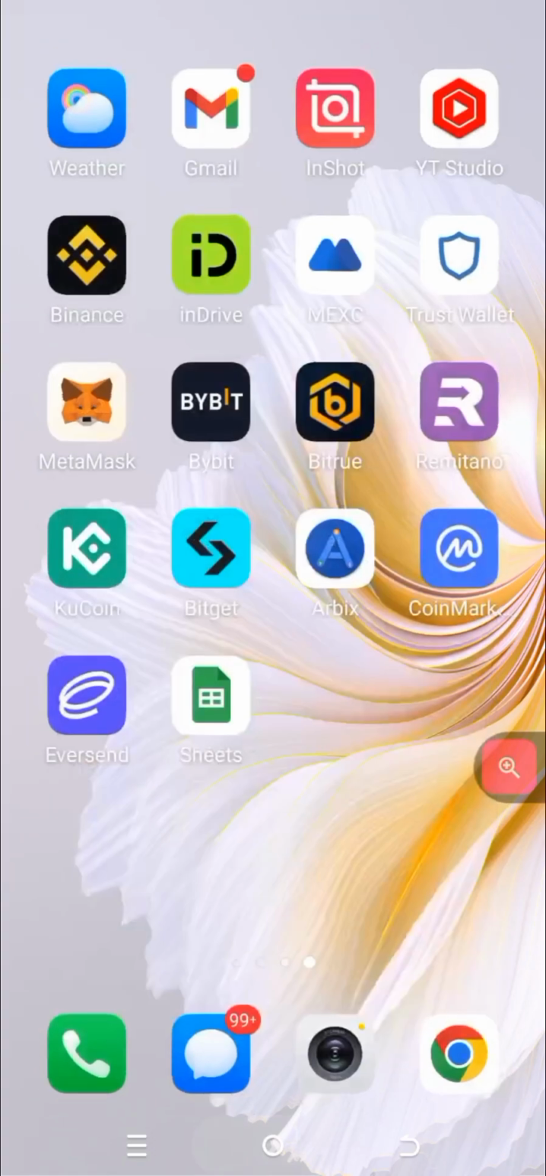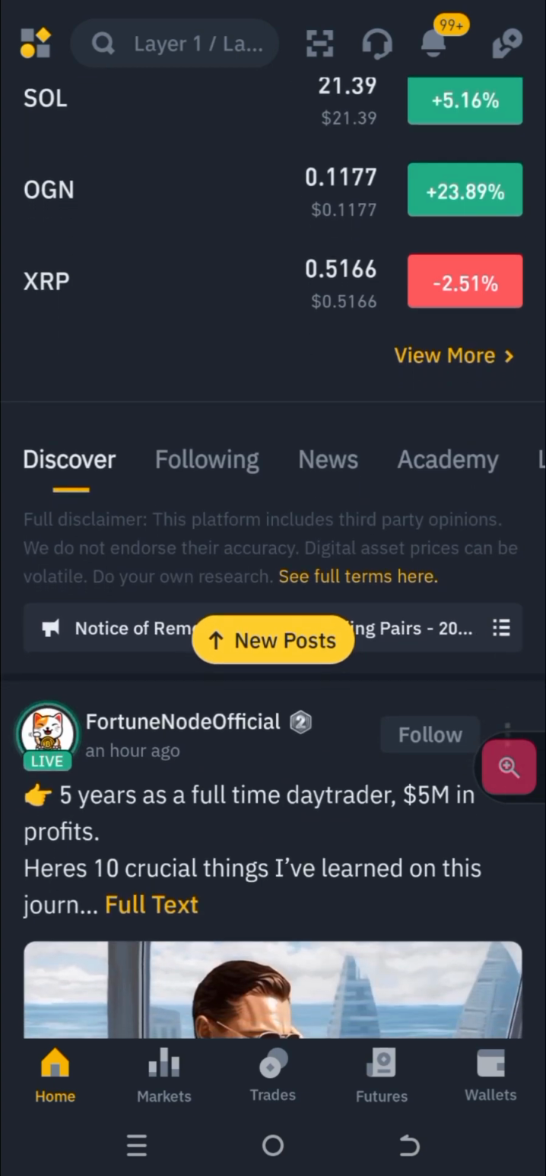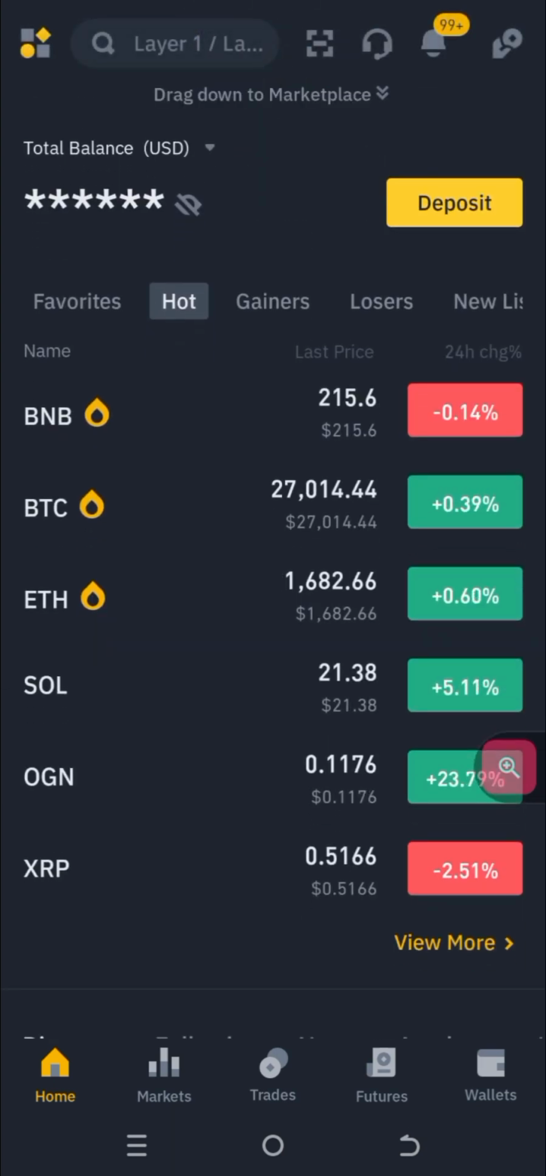So let's go over to Binance to answer this question. So how do I spot trade and what will I recommend? I won't recommend a particular coin. I'll just tell you how to go about choosing a couple of coins and what you should look out for. So let's go. We're on the home page here, and on this line you will see hot, gainers, losers, and new listings.